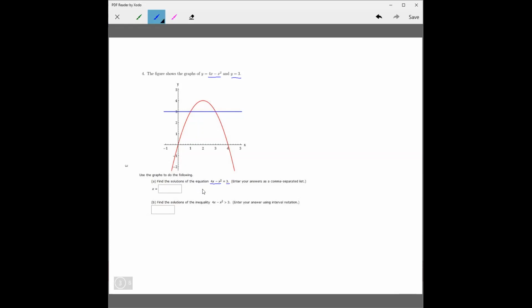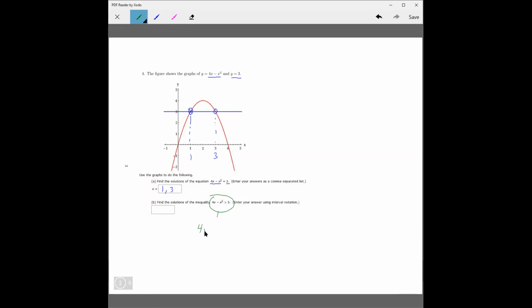Now this one is going to be where they intersect. So right here and here. What you do is you look for the x values, that's a 3, and the x value there is a 1. So it's going to be 1 and 3 where they intersect. Okay, and then the second part is where 4x minus x squared is greater than 3.